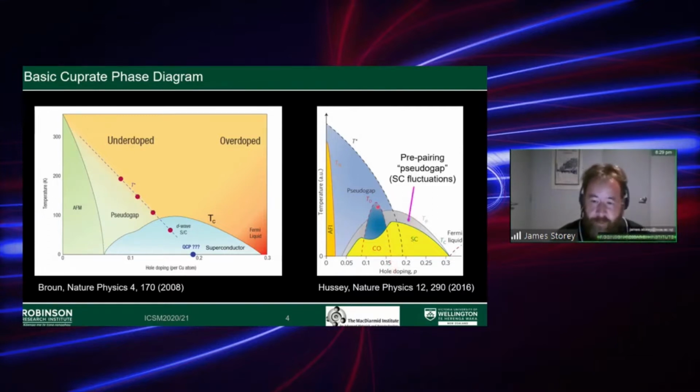As talked about earlier, there's also a region of charge ordering near 1/8 doping, which becomes stabilized at high fields. I won't be talking about that today. I'll be talking about this pseudogap phase seemingly arising from some sort of coexisting order parameter.